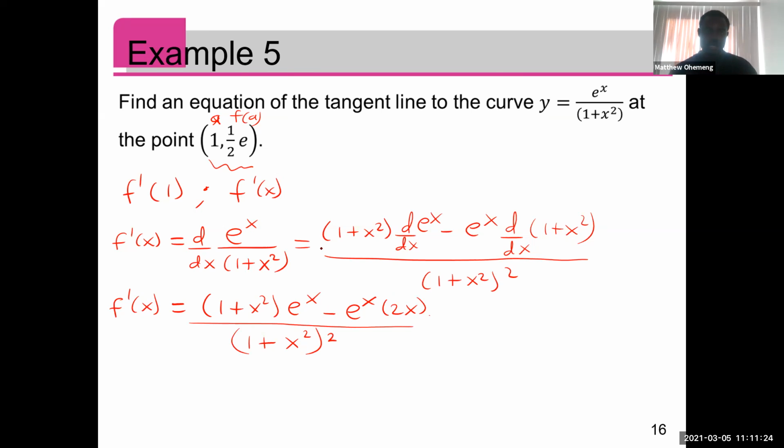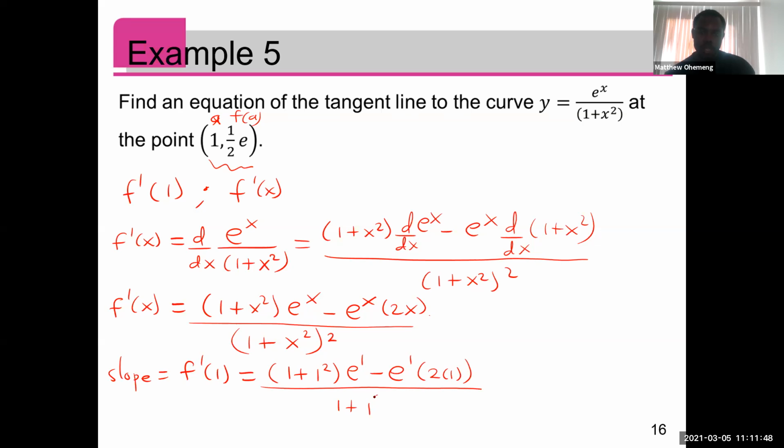Okay, now at this point, you can just find the slope. So the slope will be just f prime of 1. So let's just plug 1 in here. So that would be 1 plus 1 squared times e to the 1 minus e to the 1 times 2 times 1, all over 1 plus 1 squared, all squared. I hope you follow. Any questions up to this point?